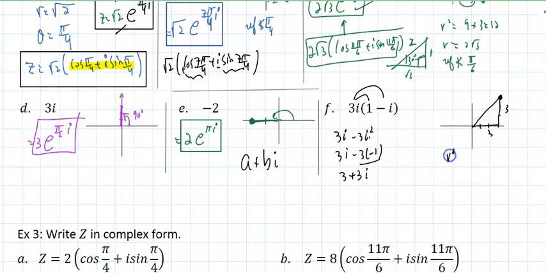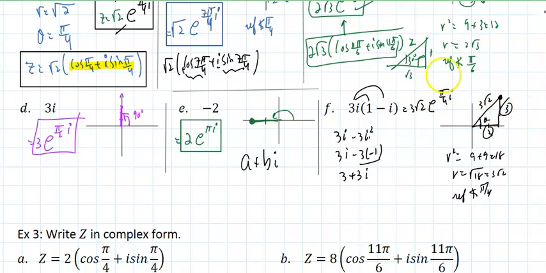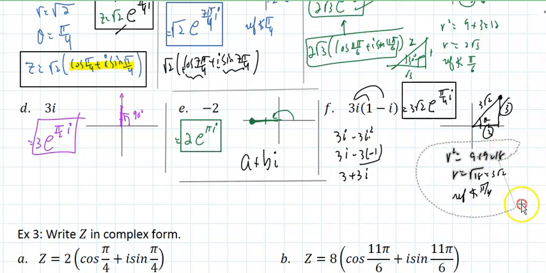Can you tell what R is? Three radical 2. Yep. And theta, if the opposite and the adjacent are equal, I have a reference angle of pi over 4. What does that mean? I could write this as 3 radical 2 e, and since I'm in quadrant 1, pi over 4 i. And that's pretty much it. So this is going from x and y to r and theta. We did that back in the days, if you recall.